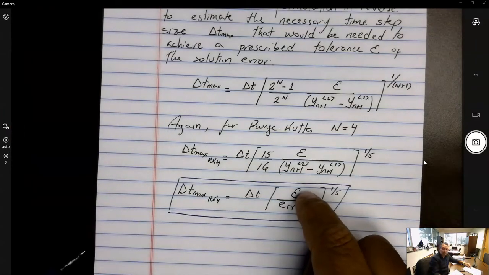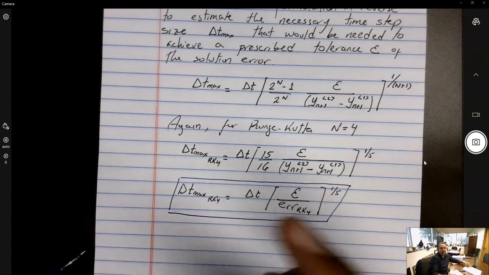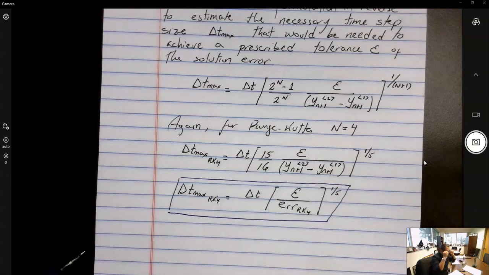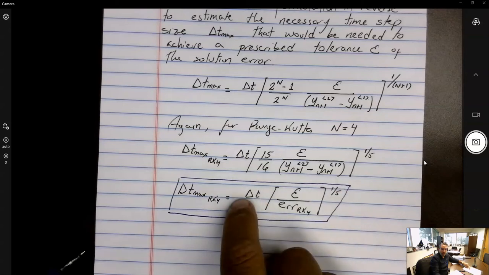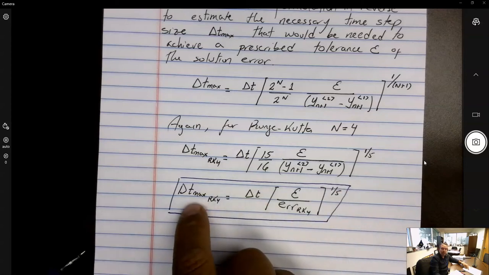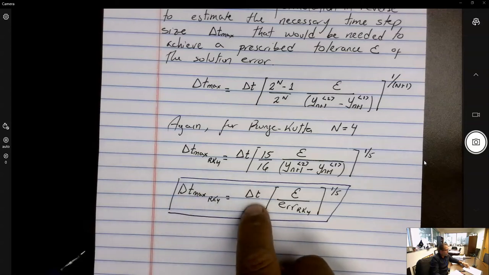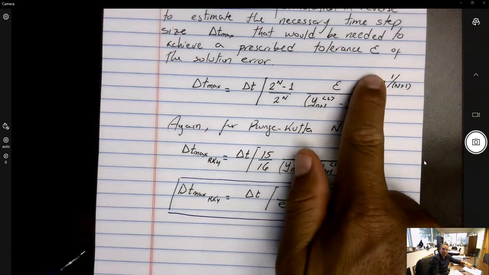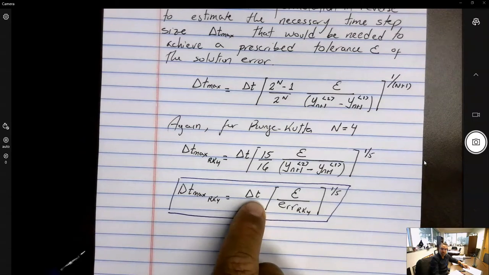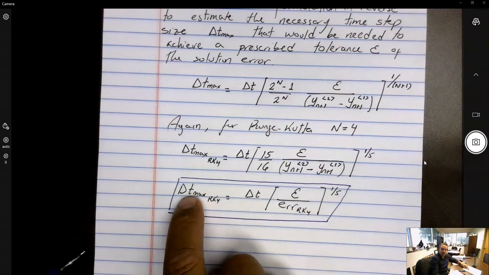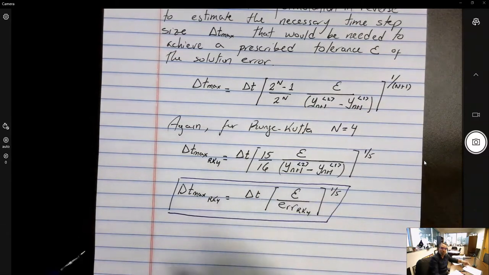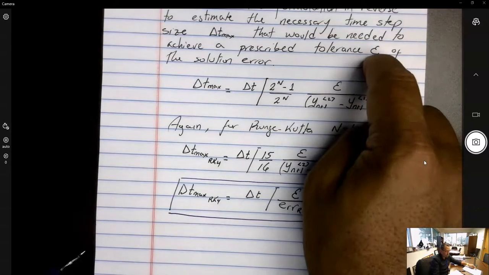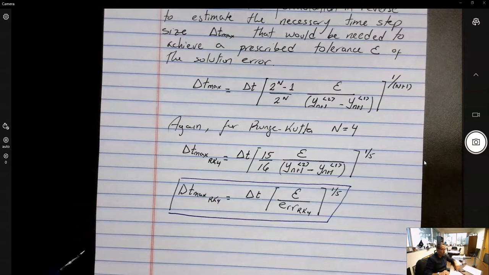Then you take your tolerance, which you prescribe arbitrarily, and say, well, the maximum error I can afford in my solution is 10 to the minus 3, something like that. Divided by that error, take it to the power of 1/5 and multiply by the delta t that you used, and you get a new value of delta t. If this delta t is larger than the delta t that you used, you're okay, because you already have a good estimation of the solution that satisfies the tolerance. That means that the delta t that you used is safe. However, if this new delta t that you calculate is smaller than the delta t you used, it means that the delta t you used in the first place gave you a solution with an error larger than the tolerance that you prescribed. So we need to do something about it.